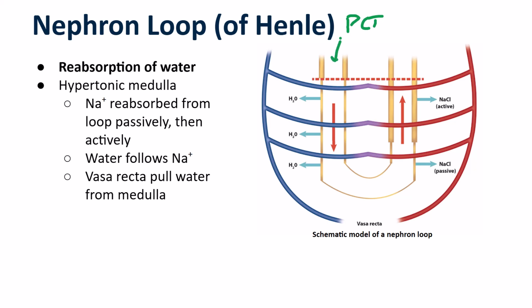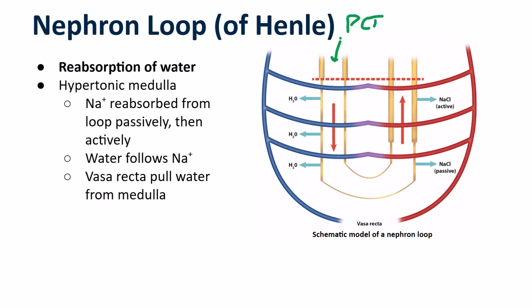The role of the nephron loop is to further reabsorb water. Now, the proximal convoluted tubule may be the primary site of water reabsorption, but the nephron loop, or the loop of Henle, is going to help with this. And it does so by creating a hypertonic medulla. Now, the loop of Henle is firmly anchored within the medulla, and water is always going to move from a lower to a higher tonicity, or toward a hypertonic environment.